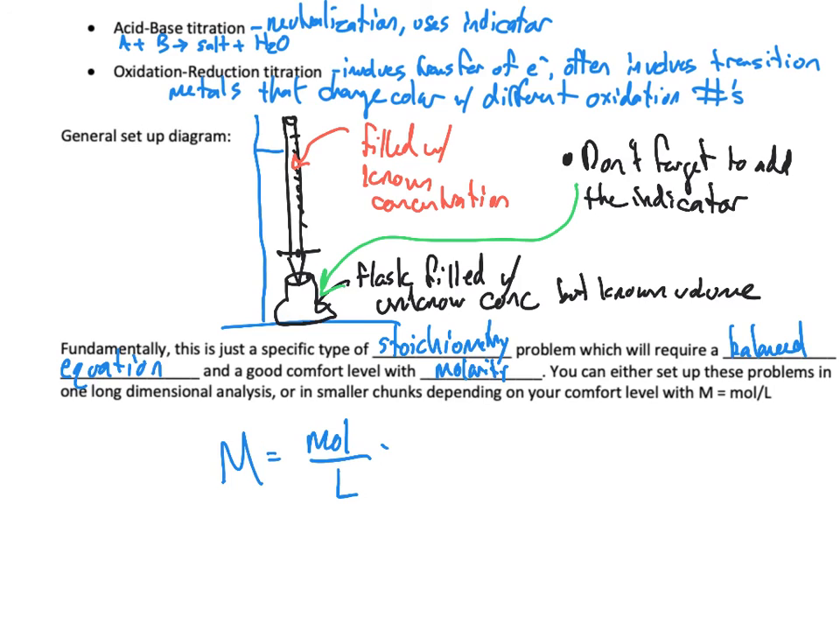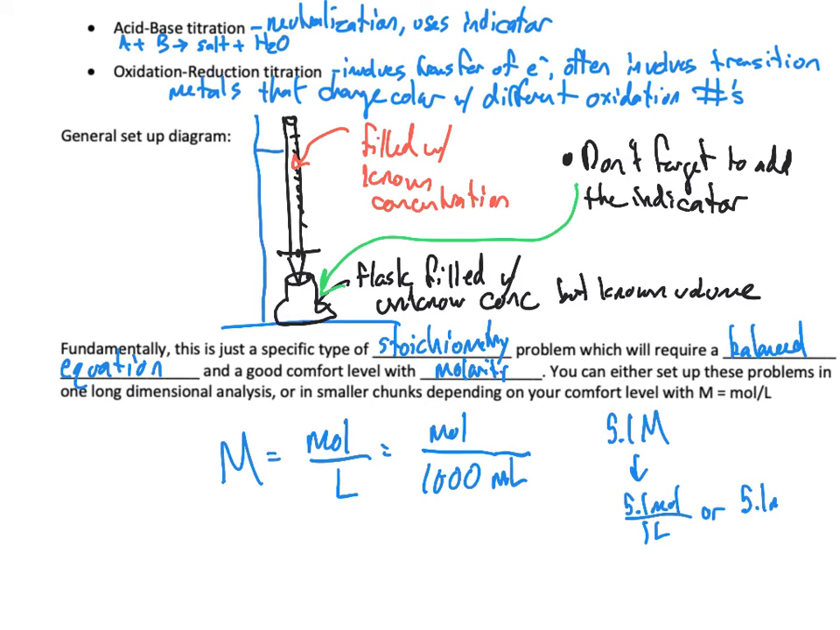And the other way you can think about it is moles over 1,000 milliliters, because these problems are often going to give you milliliter amounts. So if I have something that is 5.1 molar, I can rewrite that as 5.1 moles over 1 liter, or I could rewrite that as 5.1 moles over 1,000 milliliters. And I can use that as a conversion factor in my problems, which I will demonstrate in the next video.